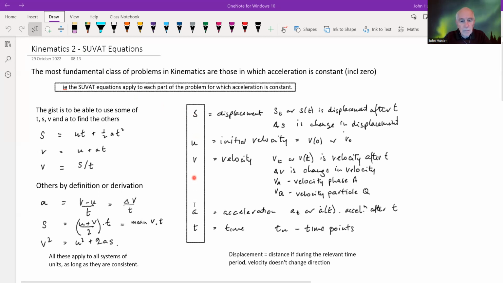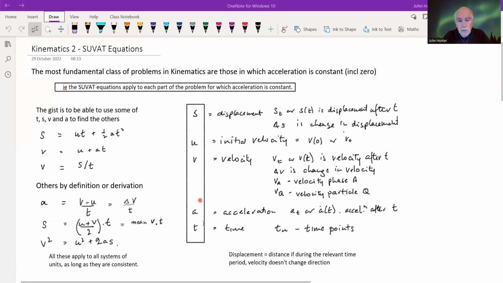Here we've got them. One thing to bear in mind with the application of SUVAT equations is we may have a problem where the acceleration is not constant because it changes throughout the problem, but we're actually applying it to each part of the problem for which the acceleration is constant. So we may well have a particle that moves with a given constant velocity and then it changes to another constant velocity. So we can apply the SUVAT equations to each part of that problem.